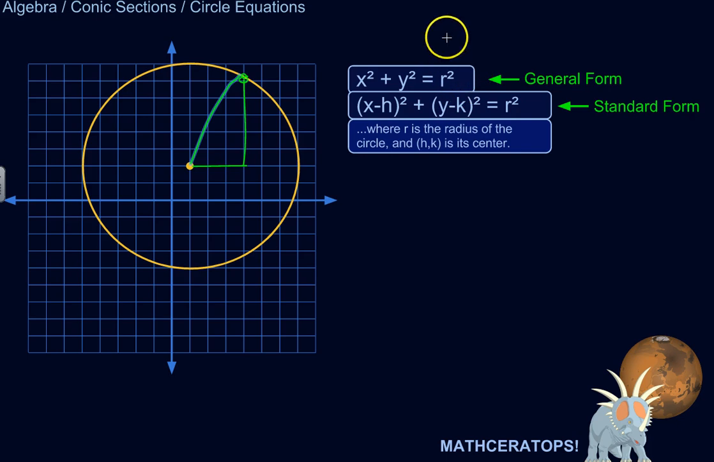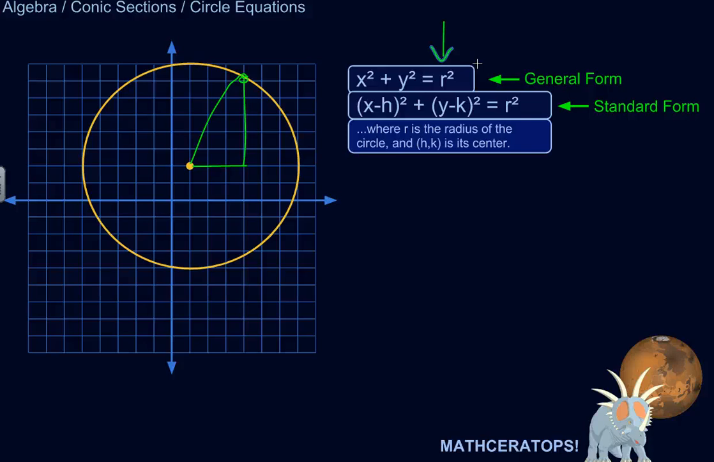So the only thing that'll change from circle to circle will be the radius. So if the radius is 4, that'll be 4 squared or 16. So x squared plus y squared equals 16 would be the general form of an equation for a circle with a radius of 4, if that circle is centered on the origin.